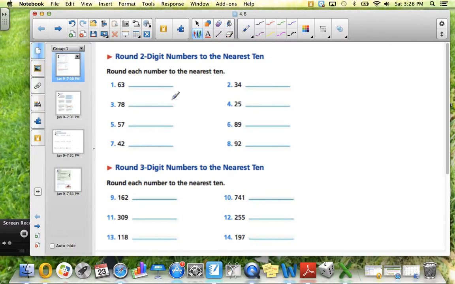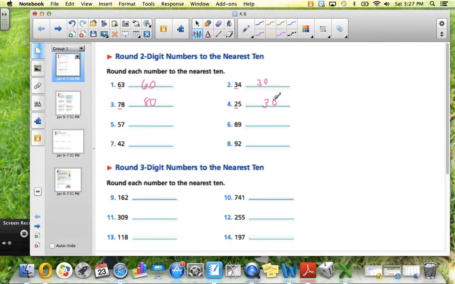Okay, so let's do number 1. I'm going to underline the tens place, and since it's a 3, I'm going to round down to get 60. Number 2. All right, our number in the ones place is a 4, so we're going to round down to get 30. Number 3, our number in the ones place is an 8, so we're going to round up to 80. And number 4, our number in the ones place is a 5, so we're going to round up.